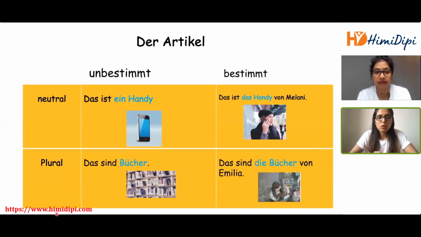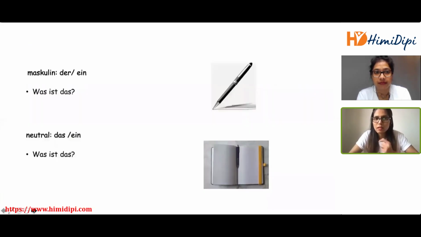Okay, so when we are talking about a thing in general, we use the unbestimmte article, and when we are talking about a particular thing, we use the definite article. Let us go ahead and see some examples in the masculine.